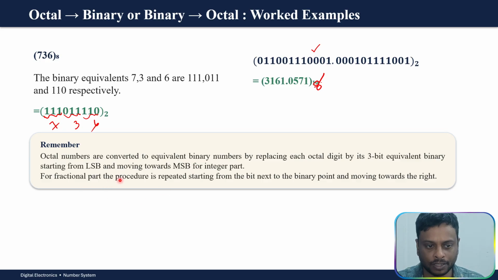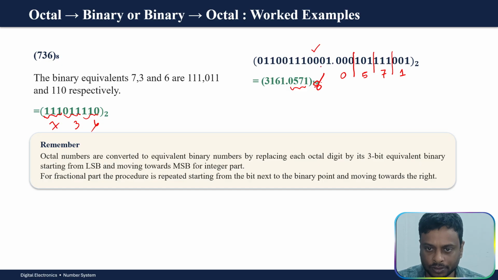Similarly, for the fractional part, the procedure is repeated. This is the fractional part, starting from the bit next to the binary point and moving towards the right. So you can see over here, for the fractional part, you can take this 3, then this 3, then this 3. So this is the 1. This is your 7. This is your 5. And this is your 0. That is what is written as 0571.